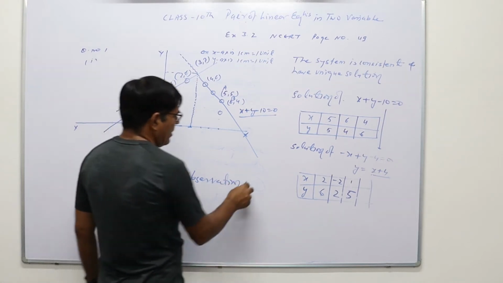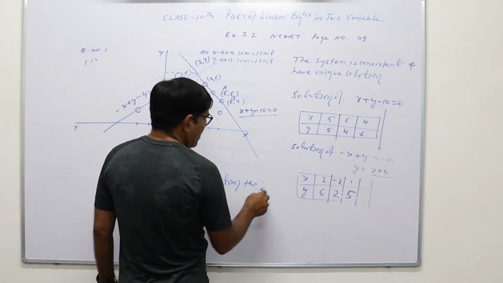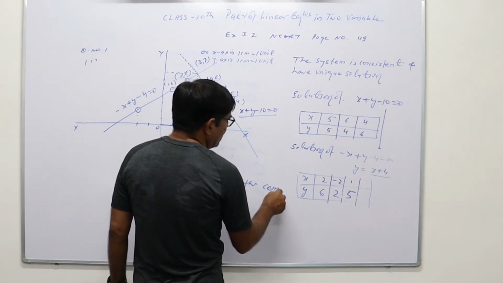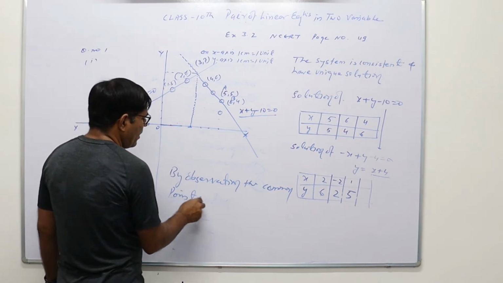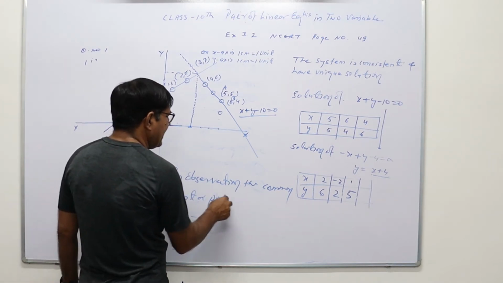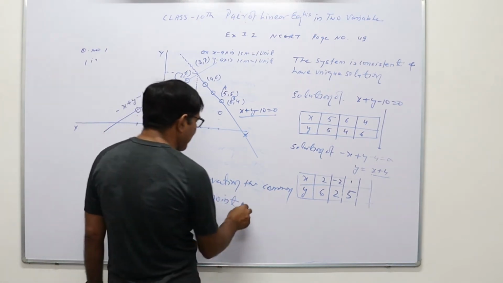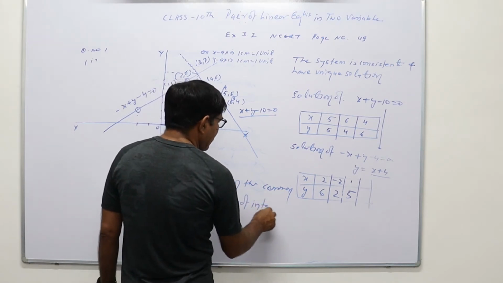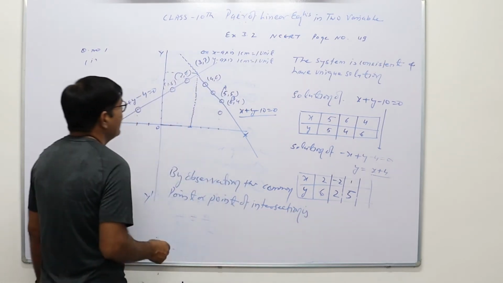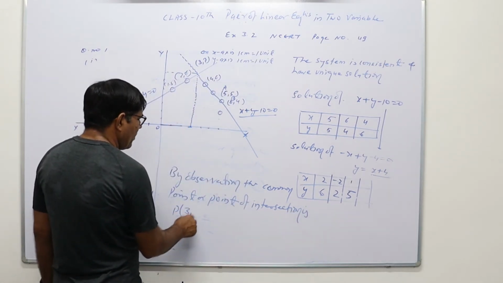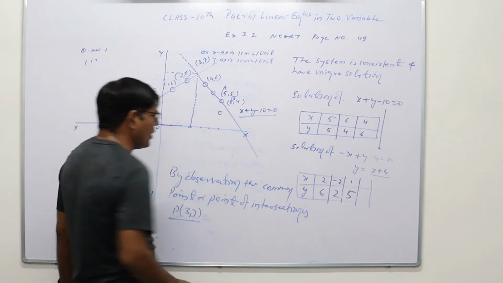So by observation, the common point or point of intersection is, let us say P (3, 7). So this is the solution.